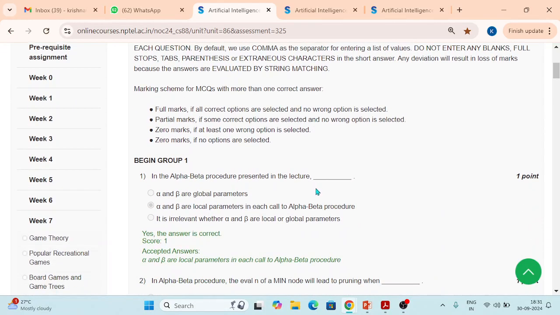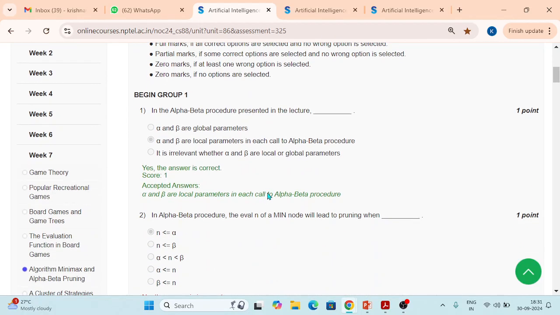Coming to group 1, these are all the theory questions we have at the start. Whenever you see the alpha beta procedure presented in the lecture, alpha and beta are local parameters in each call to the alpha beta procedure.